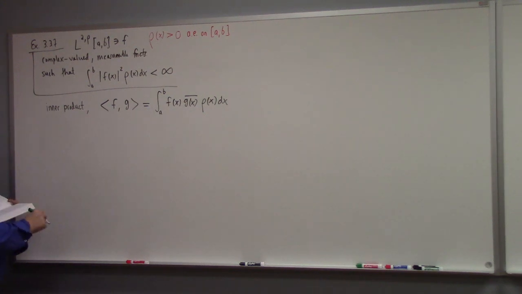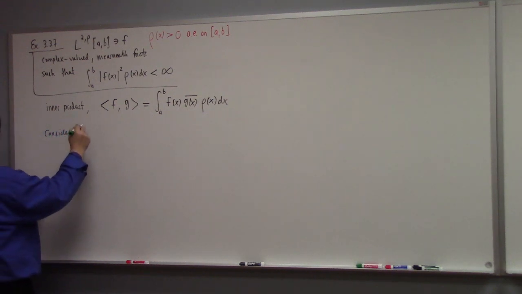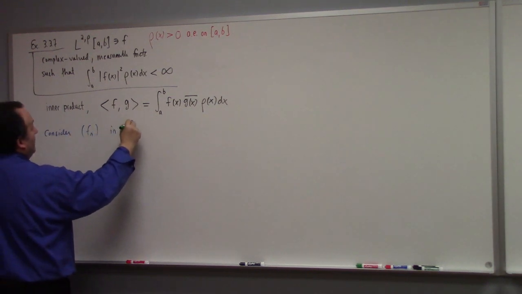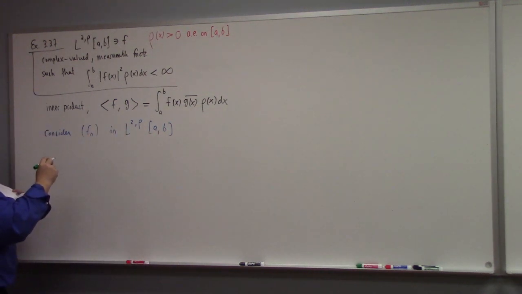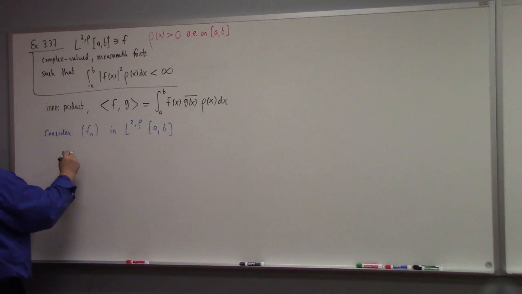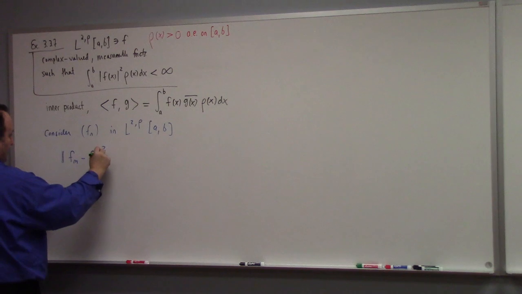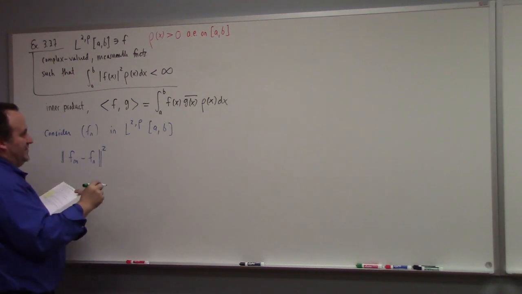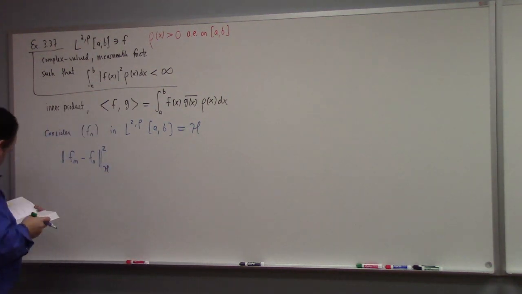Okay, so let's look at the completeness, though. That's a little bit more technical. So he says, to prove completeness, consider a Cauchy sequence Fn in L2 rho AB. And he says, look at the norm of Fm minus Fn squared. I don't want to write all this again, so I'm going to call this H.